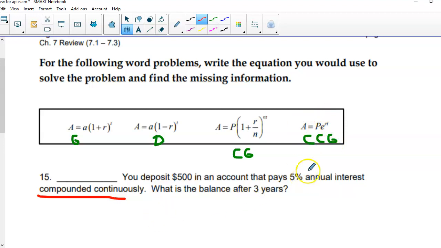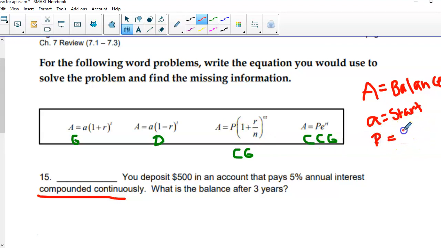So let's talk about what all of these letters mean. A capital A means what you end with or your balance, okay? A lowercase a is your starting point. And with capital P, that's really essentially the same. It's just your investment, how much money you invested at the start. So the start of the investment.